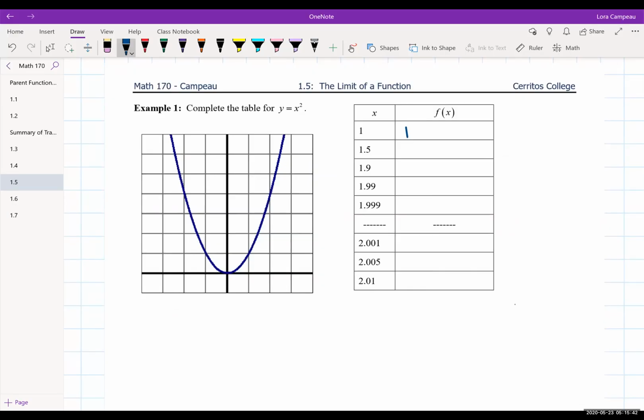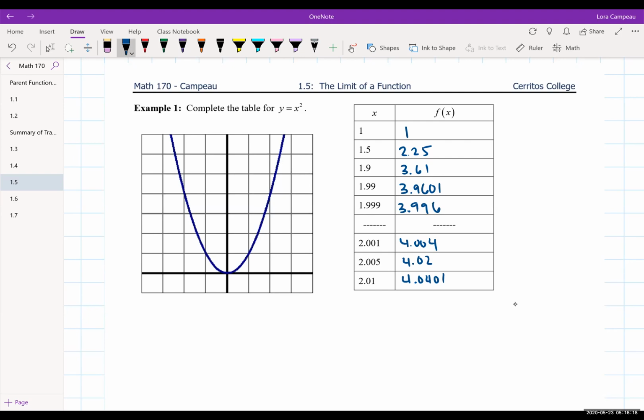So I have at 1, the value is 1. Then I have 2.25, 3.61, 3.9601, 3.996. And then we're looking at 2.01. That's 4.004, 4.02, 4.0401.